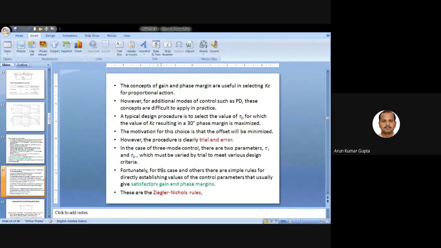Fortunately, for this case and others, there is a simple rule for directly establishing the value of the control parameters that usually gives satisfactory gain and phase margin. That is the Ziegler-Nichols rule, which is basically used to find the parameters when we have two or more control modes, like PD or PID or PI. In all those cases we generally use the Ziegler-Nichols rule.